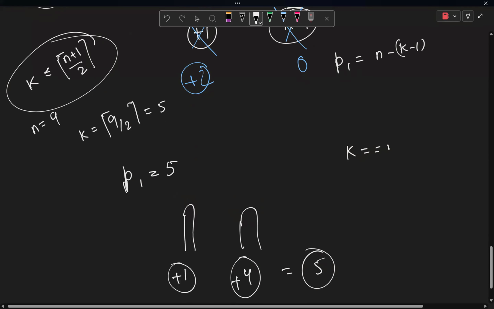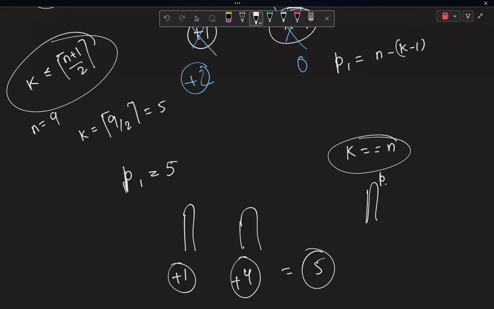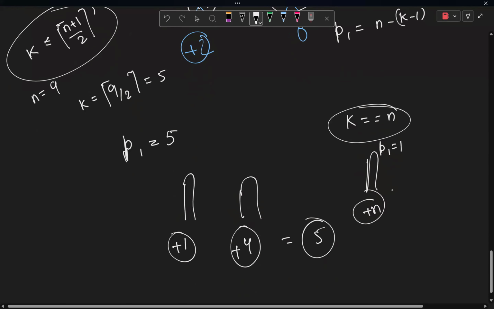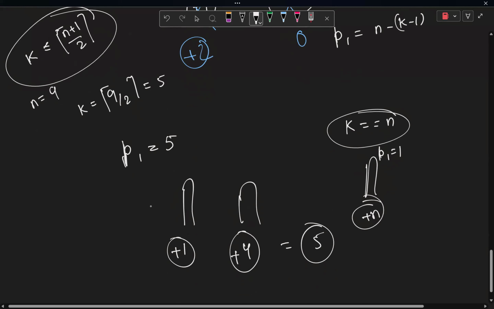If k is equal to n, this is an edge case. This is a really simple thing. Just have one stall with price equal to 1. This is damn simple. You will end up buying n number of items. So this is another thing.